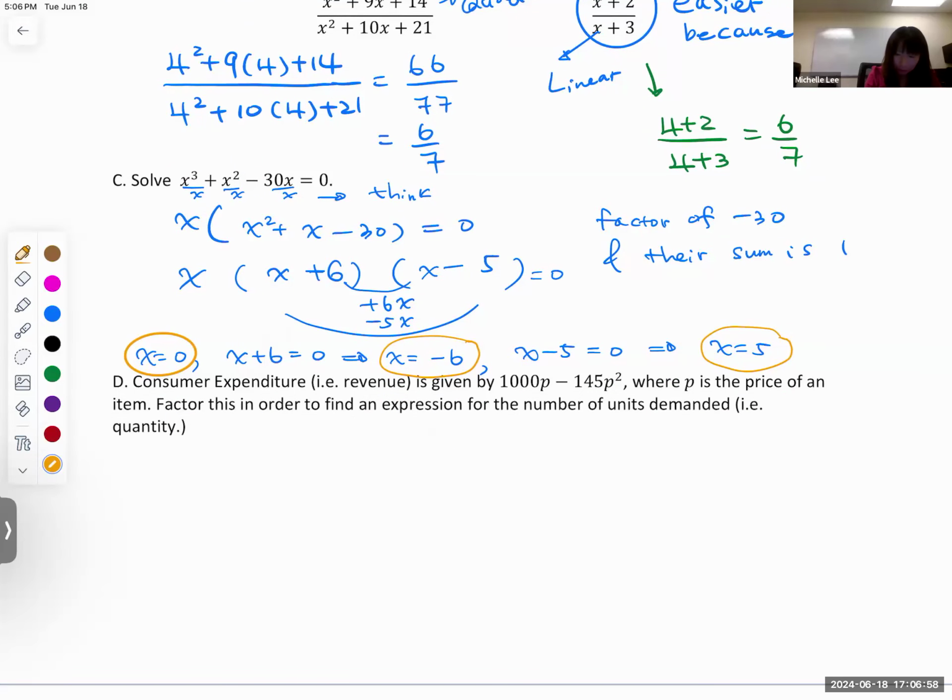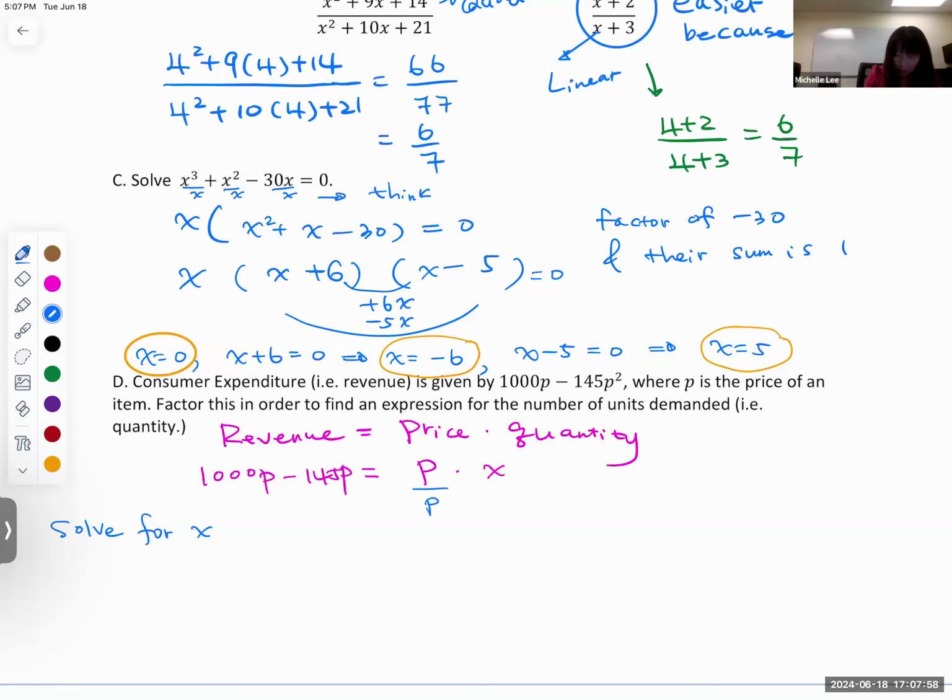Okay, now the next one. We have a revenue of 1000p minus 140p squared, where p is the price of the item, and we need to look for the number of units demanded. Like the first one, revenue equals price times quantity. Let's denote price as P and quantity as x. Revenue in that case is 1000p minus 140p squared. Let's solve for x.